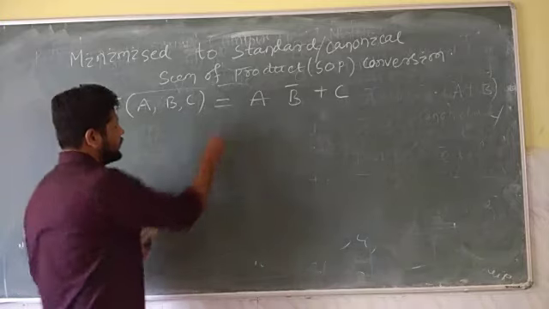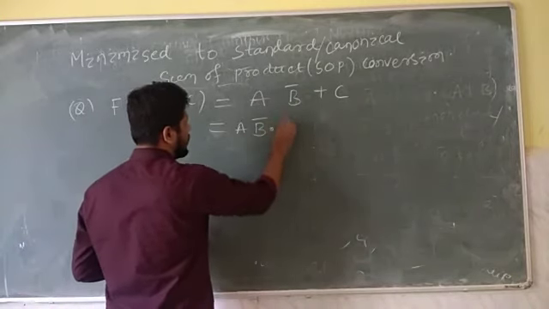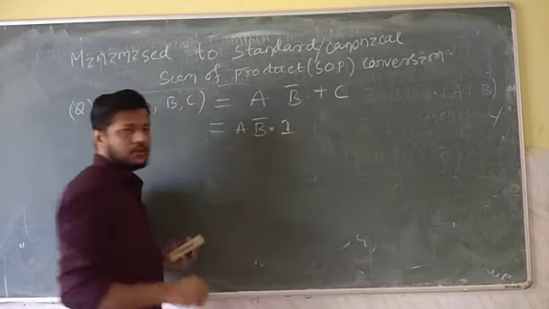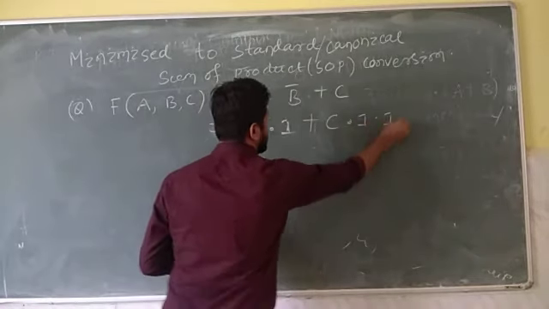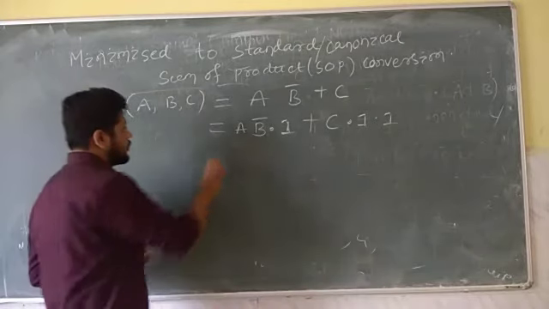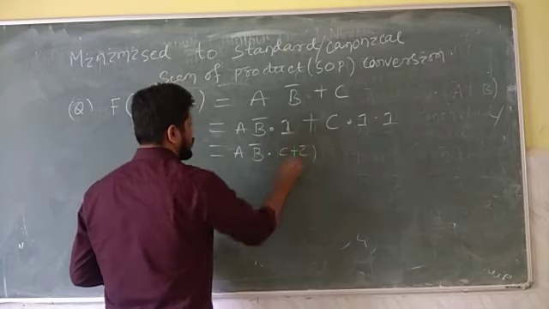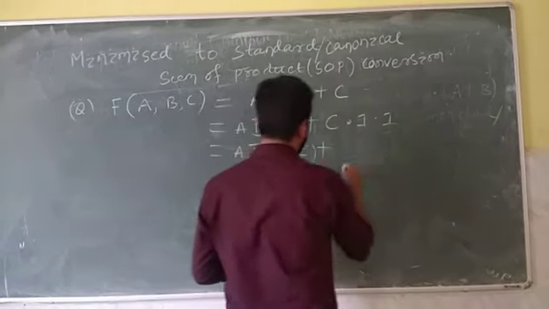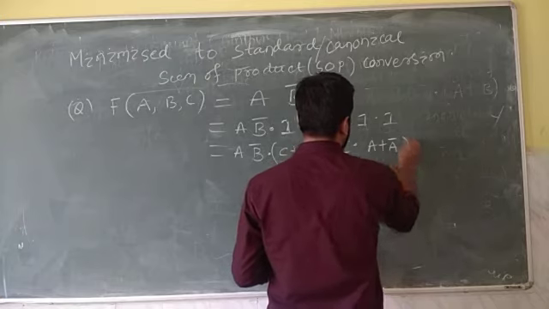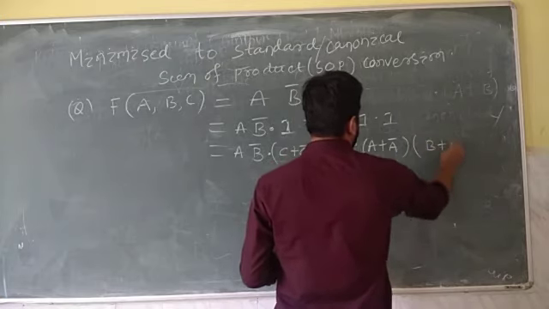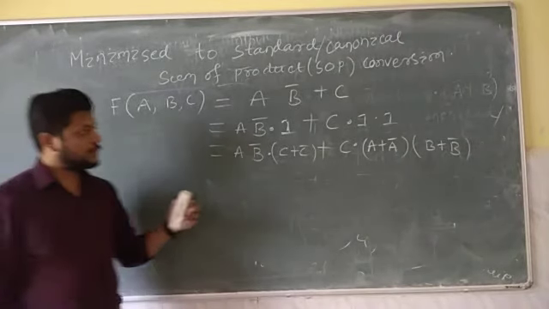Then how to convert it? Here one term is missing, that is C, in A B bar dot, so I can write 1. Then two terms are missing, so C dot 1, C dot 1. So again I can write A B bar dot C or C bar plus C dot, here I can write A or A bar, again B or B bar.